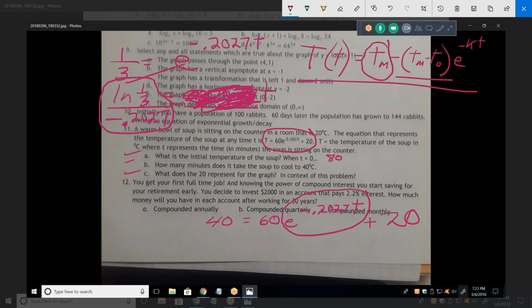Number C, what does the 20 represent for the graph in the context of this problem? The graph. So, hold on, the graph. What graph? Oh, the graph that we drew.